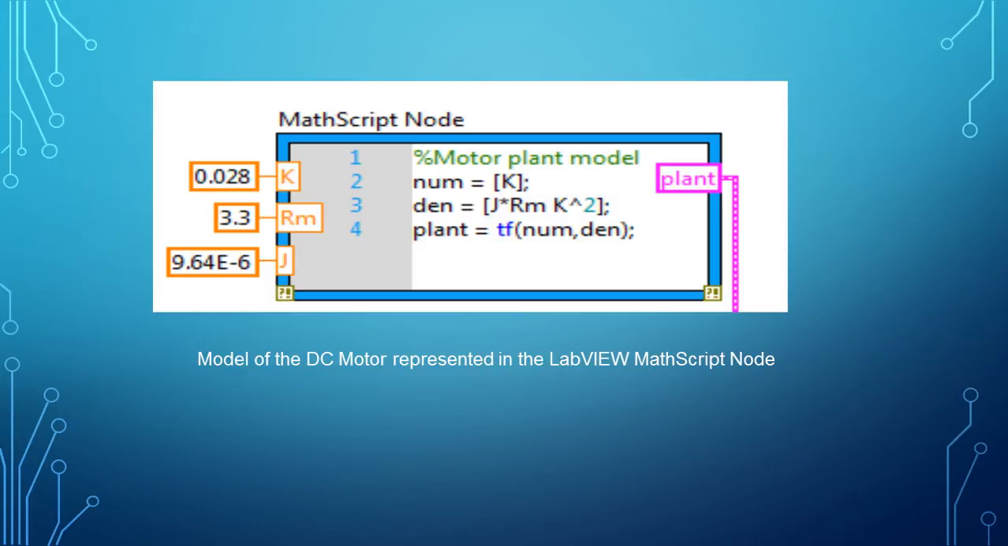This model will be used to design a closed loop controller which can be tested with an actual motor. We can represent this transfer function in LabVIEW by using a MathScript node, which is part of the LabVIEW MathScript RT module. The input parameter values were obtained from the Quanser QNET DC motor specification sheet. The MathScript node can be found under programming structures and palettes.